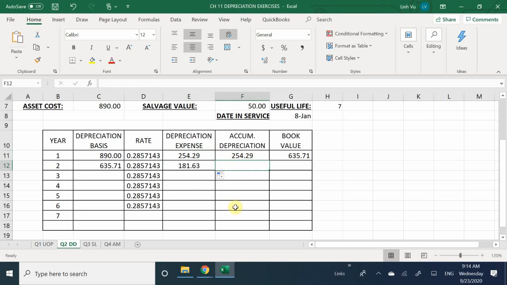And what's my accumulated depreciation going to be? 435.92. All right. And my book value is going to be 199.79. I think I might be wrong. No, we're not taking 635. What is the rule? Did the book value for the formula change?